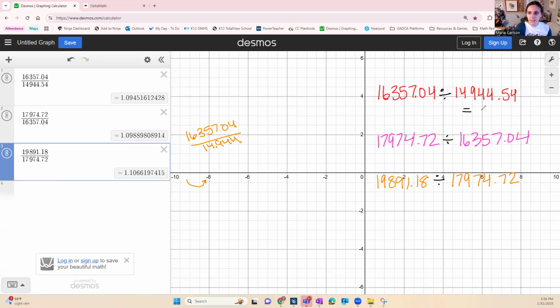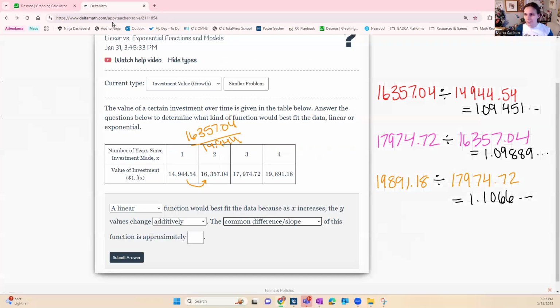And this got a common ratio of 1.0945, blah, blah, blah. This was 1.09889, blah, blah, blah. And this was 1.1066, blah, blah, blah. So I'm going to return now to Delta with this newfound knowledge. I'm going to clear out what we had before because this was incorrect.